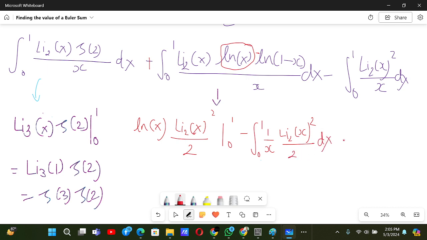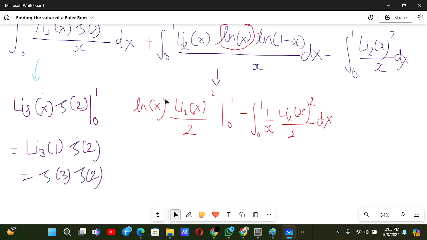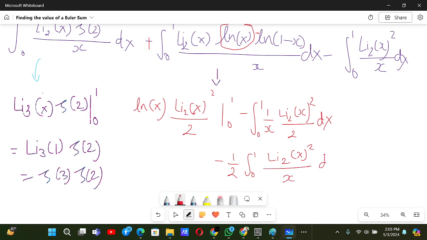Yeah, and then again we have a minus sign, integral from 0 to 1, let me do that later on, but not right now. Okay, dx. Now this one, at 1 this is 0, ln of 1 is 0, and at 0 this is 0, so that just becomes 0. And now this is minus 1 by 2, integral from 0 to 1 Li2(x) whole square by x dx. Okay, this is how this integral simplifies.